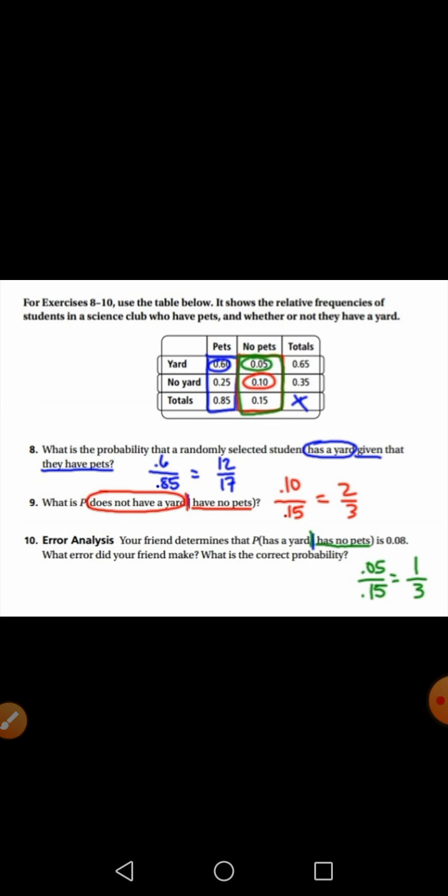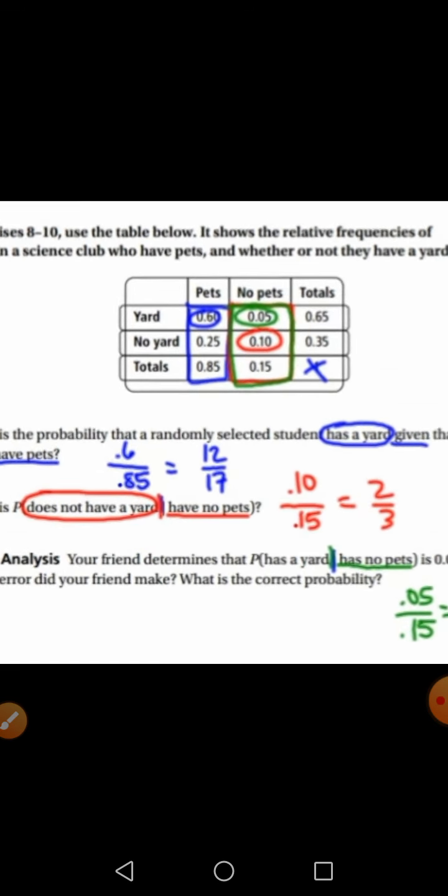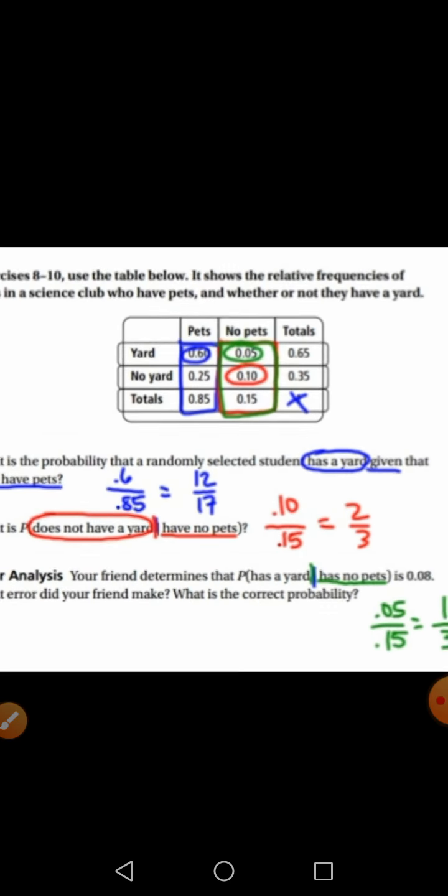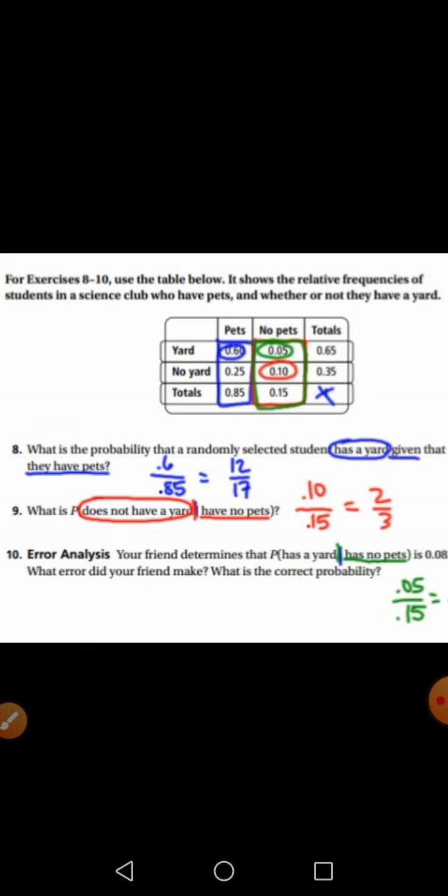Where do they have pets? Amazing, 0.85 is the total number of have pets. Look at the blue lines here, 0.85. Okay, the event here is has a yard. What is the common between has a yard and pets? Yes, 0.60. So 0.6 over 0.85 gives 12 over 17. Okay, number 9.